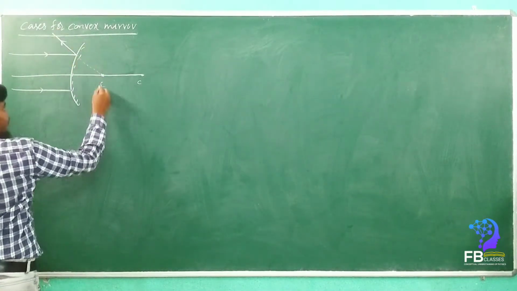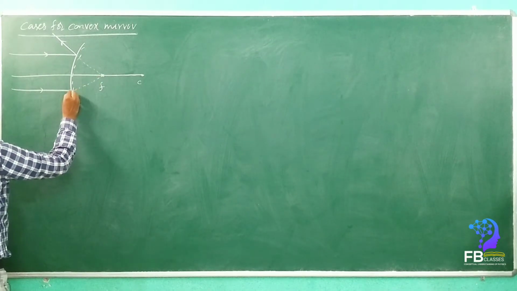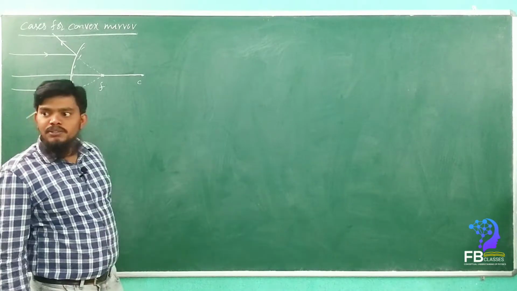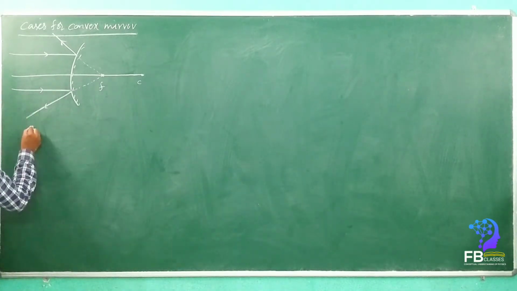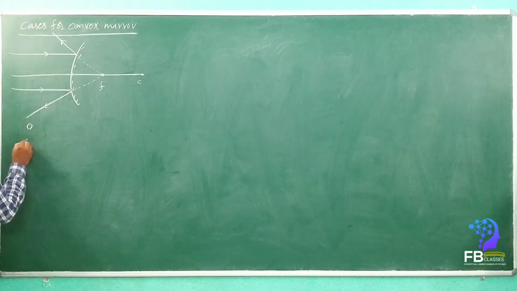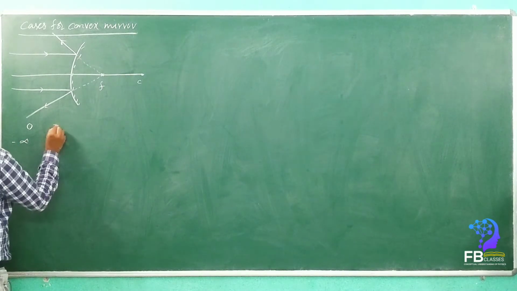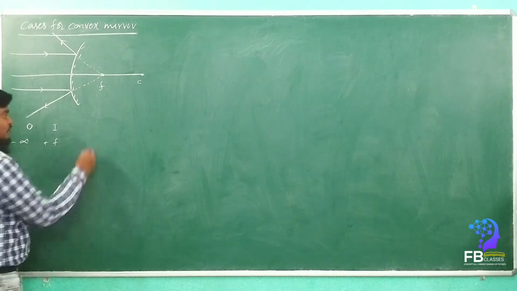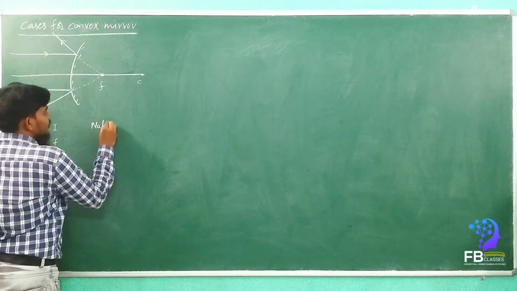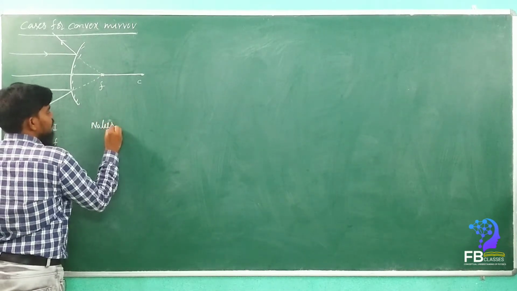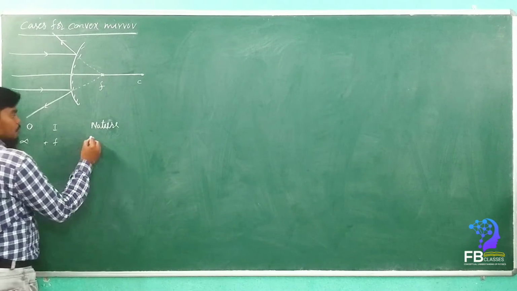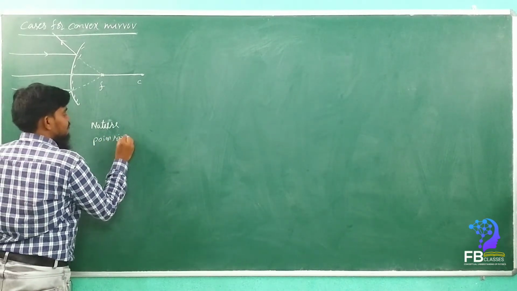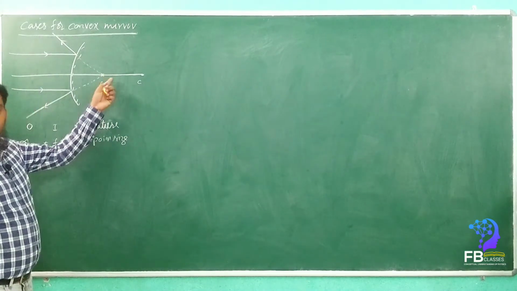So that means the reflected ray will go like this, so the image is formed at F. See here, when the object is at minus infinity, the image will form at plus F. Yes or no? Plus F. What is the nature, my dears, here? Point size. Yes or no? It is a point size image that will form.